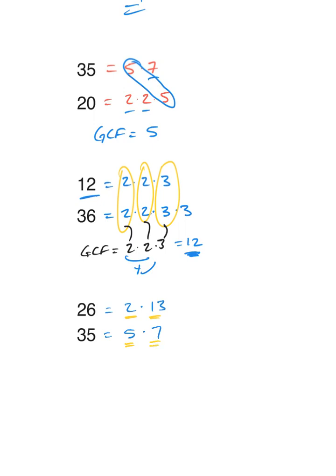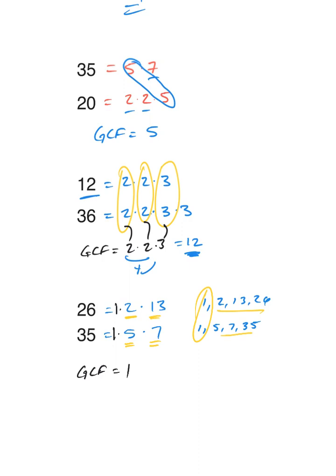They don't have anything in common, except if I list out all the factors of 26, I get 1, 2, 13, and 26. If I list out all the factors of 35, I get 1, 5, 7, and 35. What do you notice that they have in common? They have the 1 in common. They don't have anything else in common, but they each have the 1. The 1 is the brother nobody talks about. So the greatest common factor for 26 and 35 is 1.